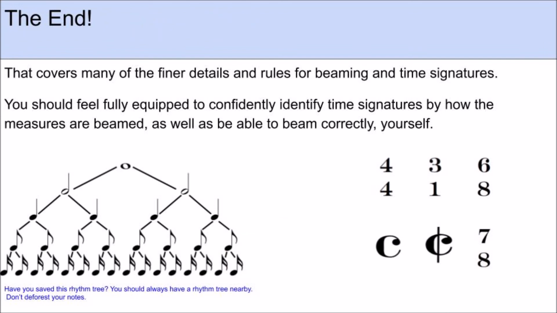And that covers many of the finer details and rules for beaming and time signatures. You should feel fully equipped and confident in identifying time signatures by how the measures are beamed, as well as be able to beam correctly yourself. I've also included a rhythm tree here because I think everybody should have a rhythm tree. Do you have a rhythm tree? Rhythm trees are very helpful.